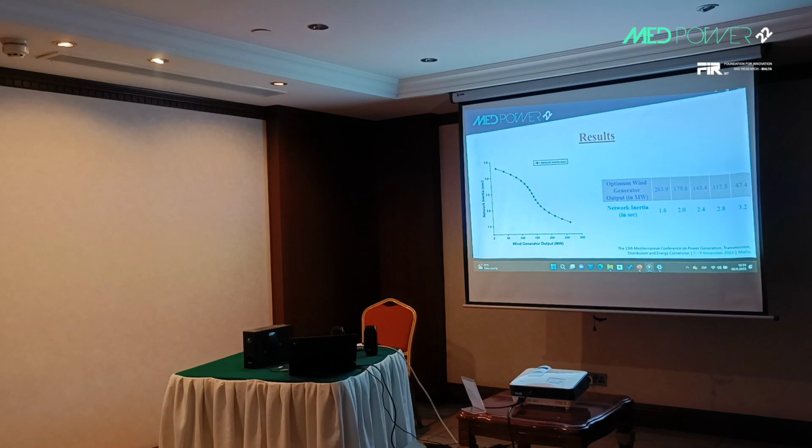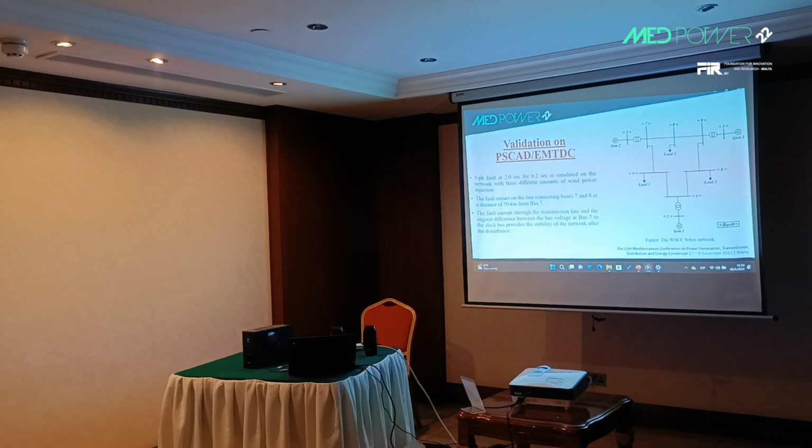For a network inertia of 2 seconds, the optimum wind generator output is 179.8 megawatts. Similarly, as the network inertia increases, or we can say that as the wind power generation decreases, the network inertia increases, and vice versa.